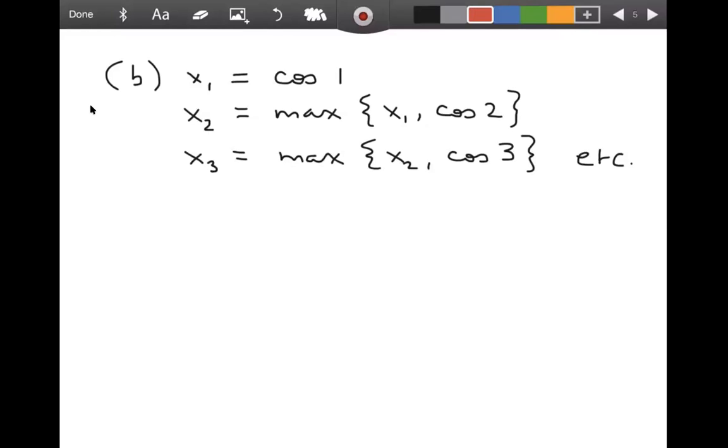x3 would be either cosine 1 or cosine 3, whichever one is bigger. Cosine 1 is still the biggest. And in fact, cosine 1 is going to be the first 5 terms of this sequence. The next time we find a cosine that's bigger than cosine 1 is the cosine of 6. So the point is that this sequence, because it's always a cosine, is bounded above by 1 and below by -1.